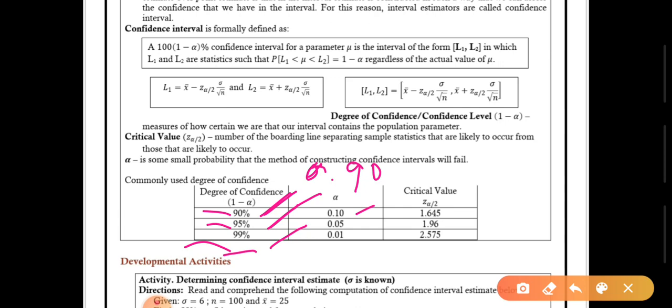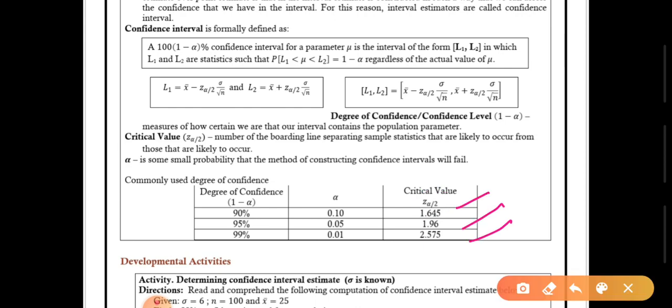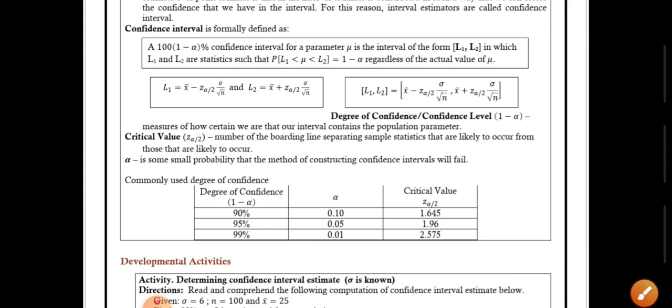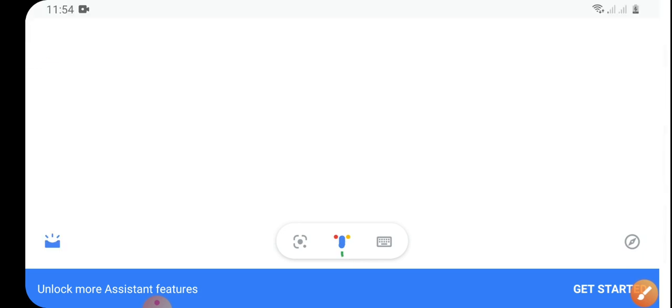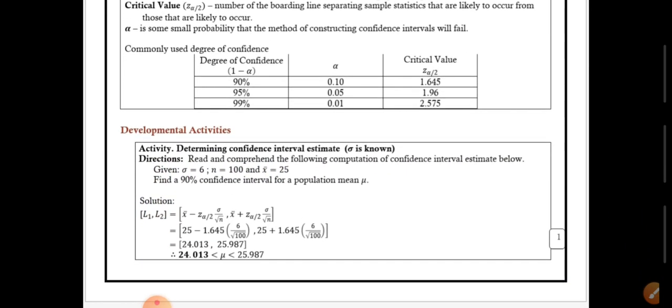Yung 99% is 0.99. Yung counterpart niya is 0.01. So, ang critical value naman niya, representation ng Z sub alpha over 2 is 1.645, 1.96, and 2.575. Okay, magagamit natin yung table natin sa mga.